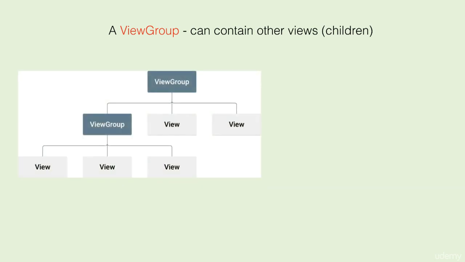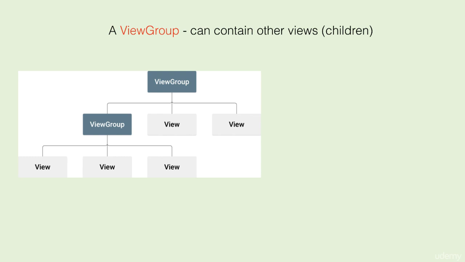Now, the next thing we need to understand is a view group. So a view group is essentially a container of views. So it's a special view that can contain other views. These views are often called children. So the view group is the base class for layouts and view containers.